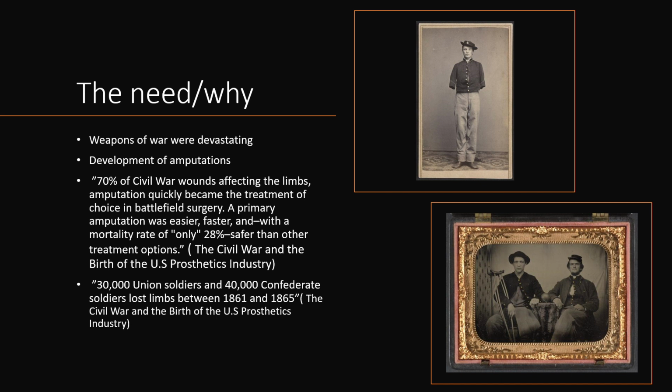Near 30,000 Union soldiers and 40,000 Confederate soldiers lost their limbs during a 4-year period, as seen from 1861 to 1865. These numbers are skewed due to the lack of record keeping and the overload of actual amputations during this time period, so these numbers can be way higher.